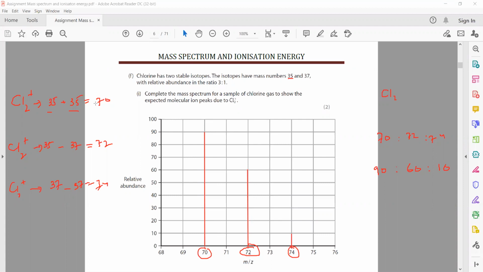So this is how we got the relative abundance for the chlorine molecule peaks at 70, 72 and 74. The peak at 70 will be 90, the peak at 72 will be 60, and the peak at 74 will be 10.